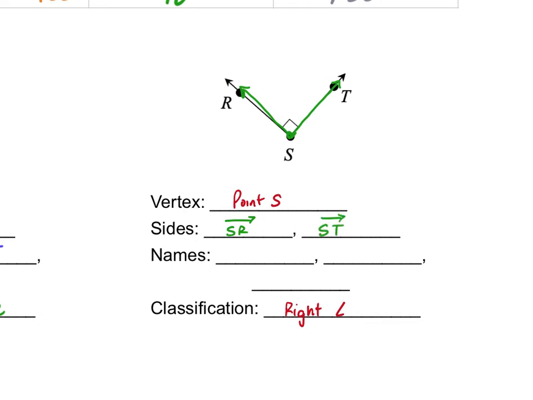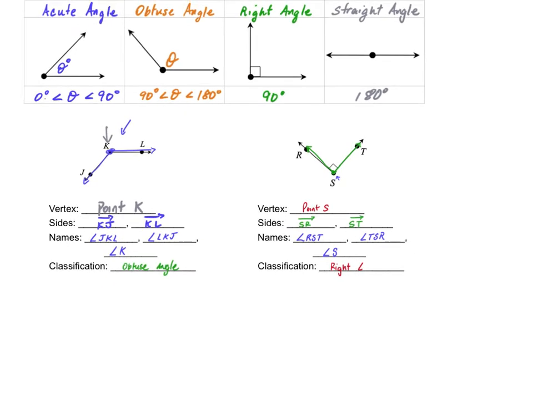How to name this? Again, we have this center point vertex, so we could say that it is angle S. We could also say that it is angle RST, because our vertex has to be in the middle of those three letters, or it could be angle TSR. Remember that we have our vertex in the center. With that, what else do we have?